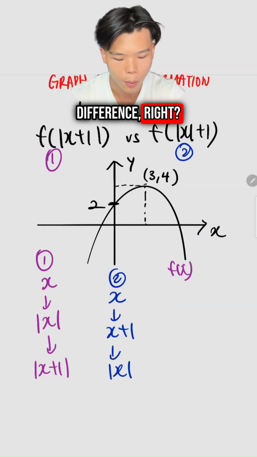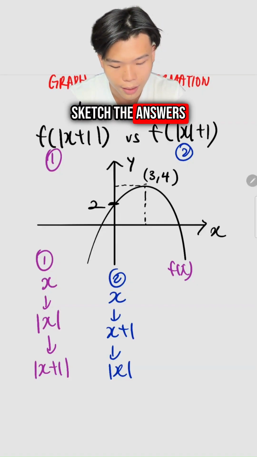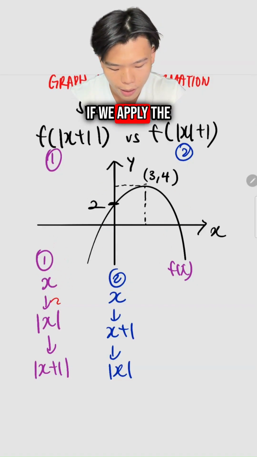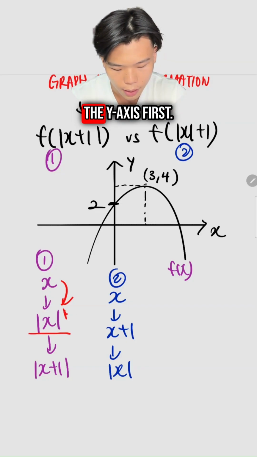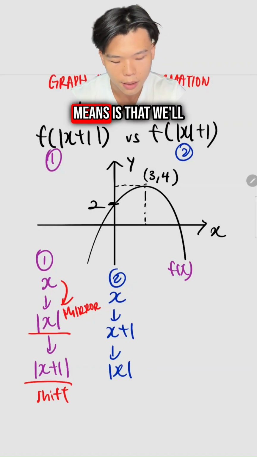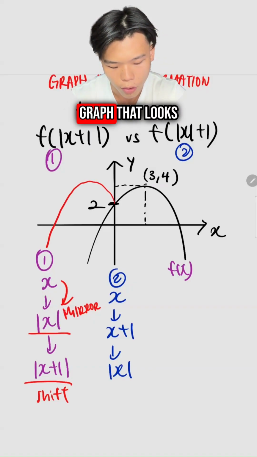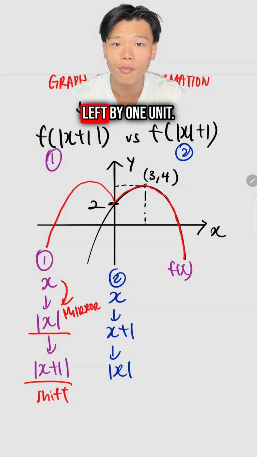But what's the difference? We know that the transformation is different, but what does that mean in the context of the graph? So I'm just going to sketch the answers exactly on this graph over here. If we apply the first one, what that means is that we will first flip, we will first mirror against the y-axis. So we will mirror first, then after that we shift. So in the end, we have a graph that looks like this. We will mirror this first, and then we shift the whole thing to the left by 1 unit.